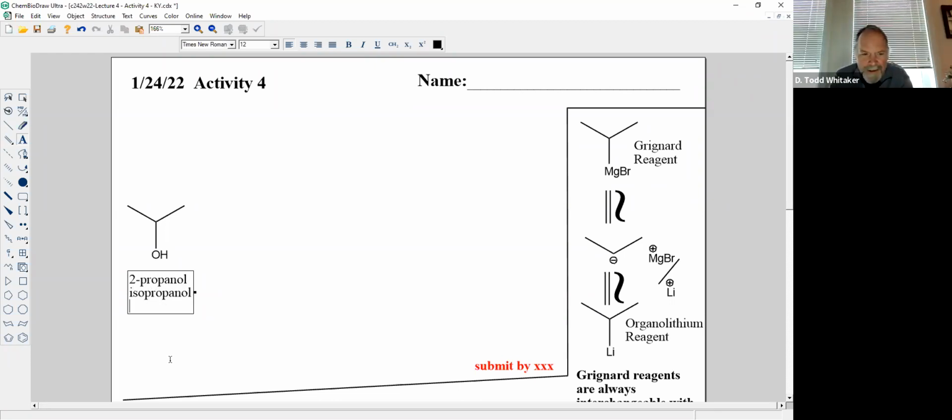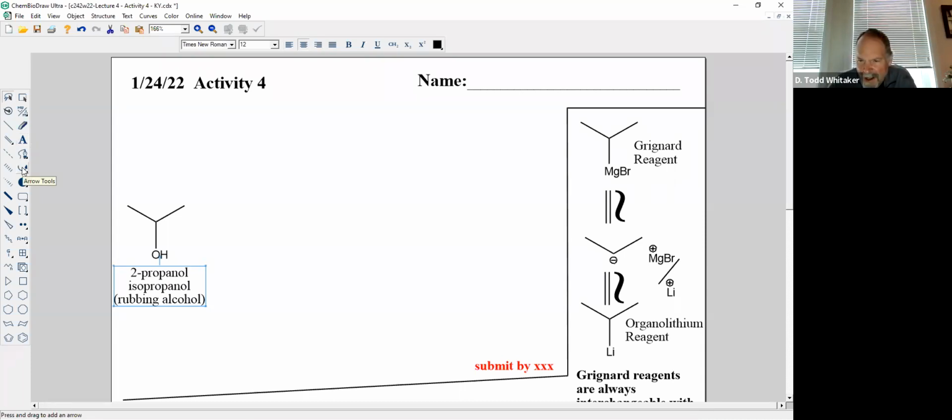And a lot of you know that's also called what in your medicine cabinet? Anybody? In your medicine cabinet right now. The one you would put on a wound. All right, here it is. Rubbing alcohol. Okay.